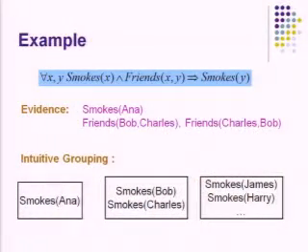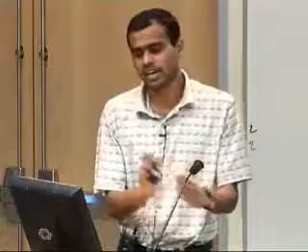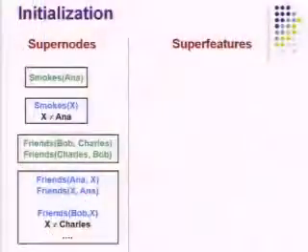Intuitively, it's very clear that the algorithm should give us 3 boxes in this case: smokes of Anna, smokes of Bob and Charles, and smokes of all other people. Anna is different from all others because she smokes, so the probability for her should be different from others. Similarly, Bob and Charles are different because we have some extra information about them, and all other people should come in one box. So this should be my clustering of the supernodes. That's the idea, so let's see how the algorithm discovers that.